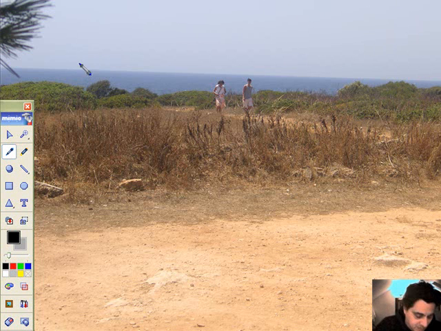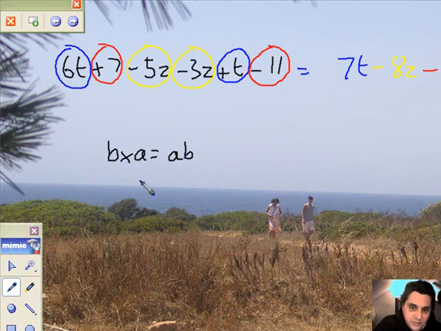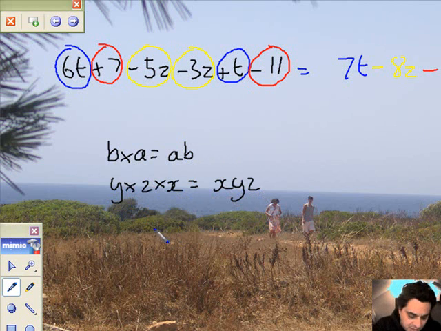I've got here 1a says b times a. Well, that means ab, because 2 times 3 is like saying 3 times 2, same thing. I've got here y times z times x. Well, in algebra you don't bother with the times this, we just go x, y, z, and that means x times y times z.